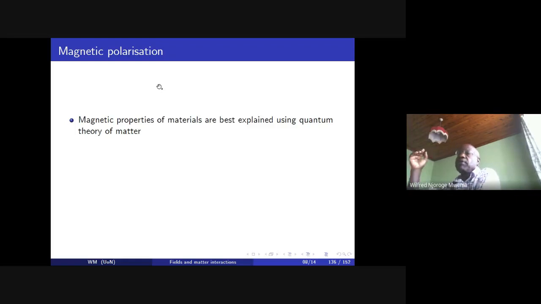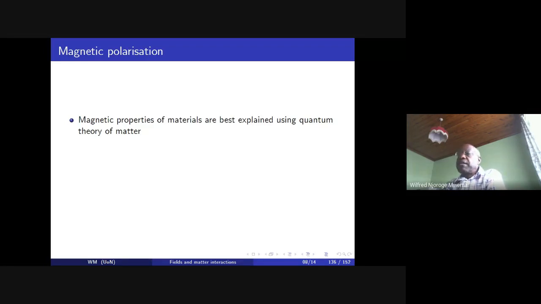Now, what I want to look at is magnetic polarization, because we know that in some cases, especially for those of us who will be taking microwave engineering in fifth year, we'll deal with ferromagnetics and so forth. And we need to see how the magnetic polarization comes about.